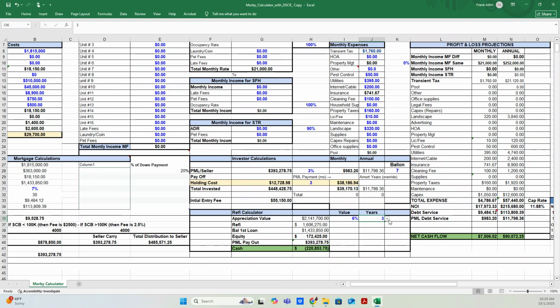So they wanted 5 years. So I'm going to go to 5. See, we're still in the negative. So I looked at six. Six works, but I stayed at seven.